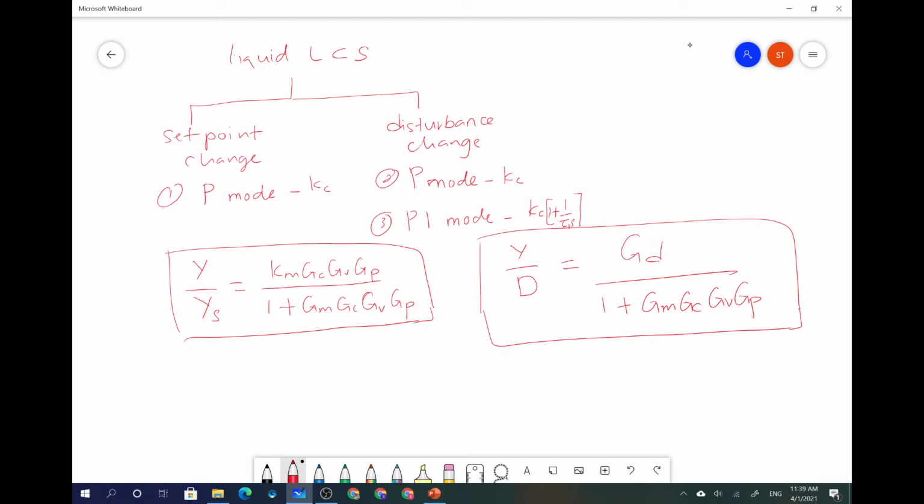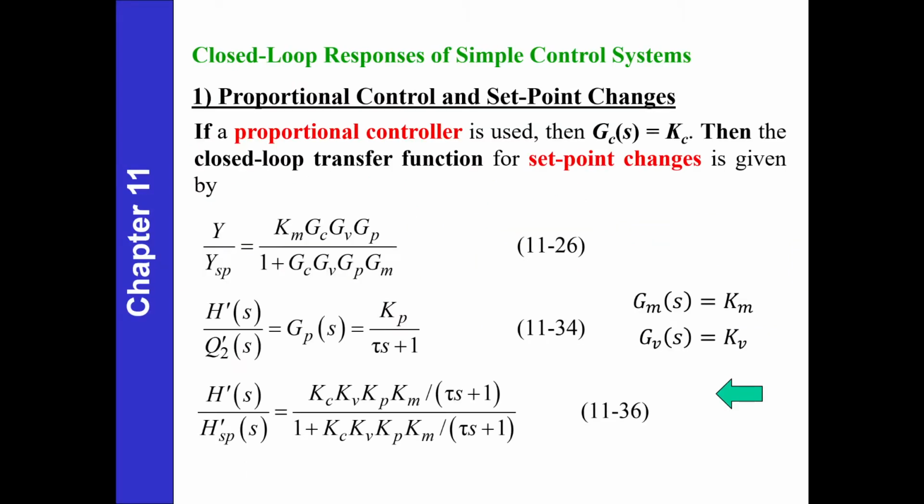Okay, so we go back to the slide. This is our first example. Remember our process here is a liquid level control system. This is the first case, in which we have a proportional control. The GC is equal to KC and we have a set point change.